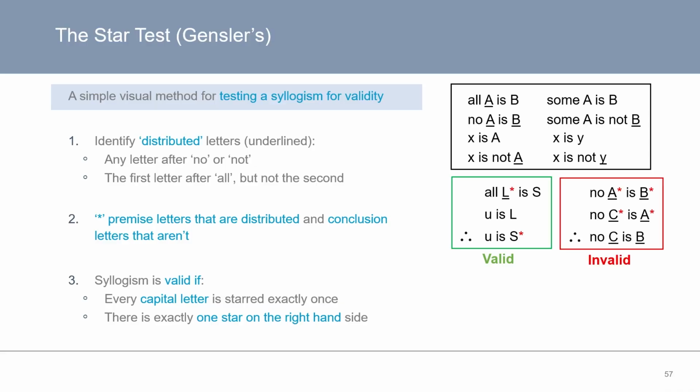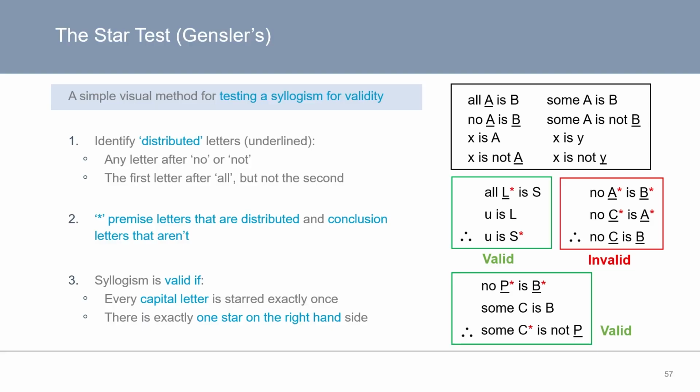This second example gives an invalid argument, where we can see that the capital letter A is starred twice, and there are two letters on the right-hand side, A and B, that have a star. And this last example, which is also valid, can be seen to also follow the rules of the star test.